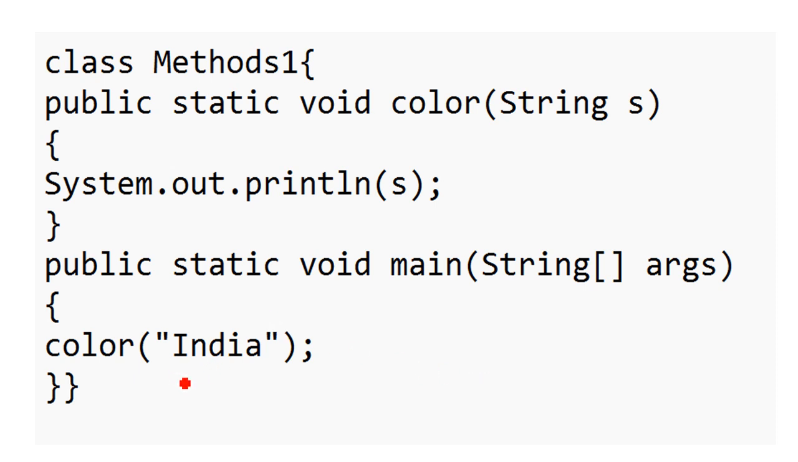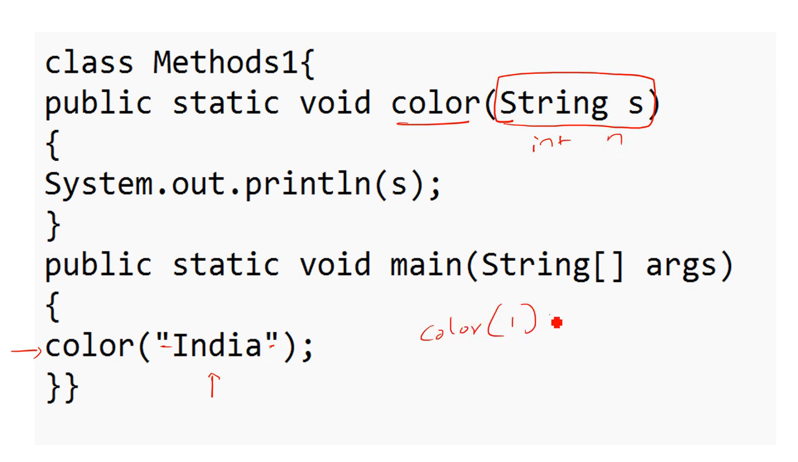Now, I have sent a parameter here, string s, which means whenever I call this method color, I need to send some argument which is of string data type. Okay, so let's say if I have integer n here, then what should I send here? I must send a number here, something like this.